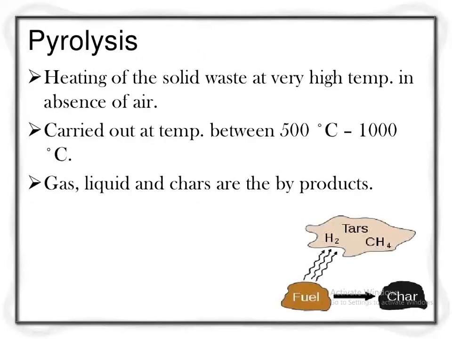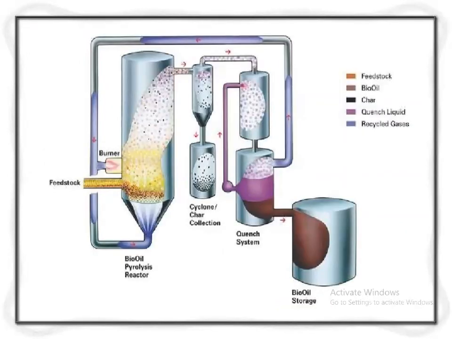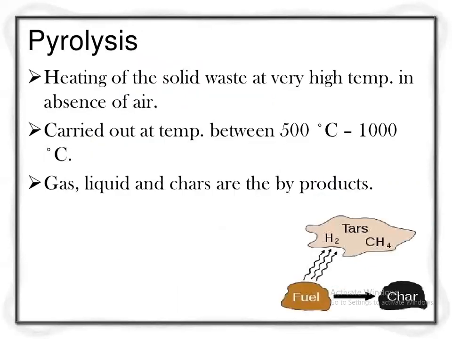Next method is pyrolysis. So pyrolysis means it is a process of heating of solid waste at very high temperature in the absence of air. In the absence of air, the solid waste is heated at a high temperature. That temperature is maintained between 500 to 1000 degree Celsius. किती टेम्परेचर ला हीट केला जातो? 500 to 1000 degree Celsius.